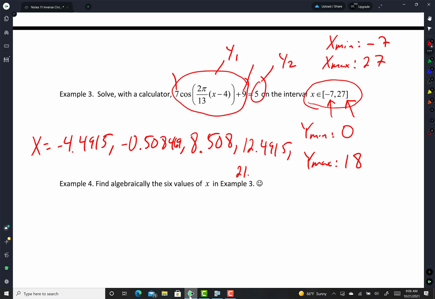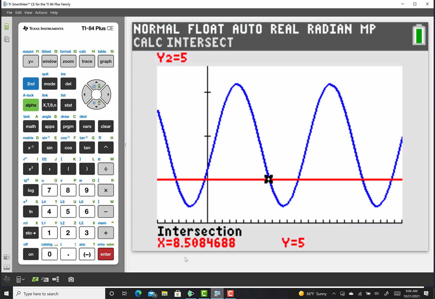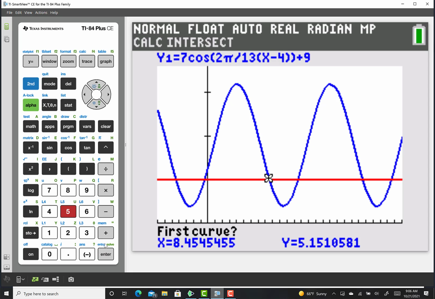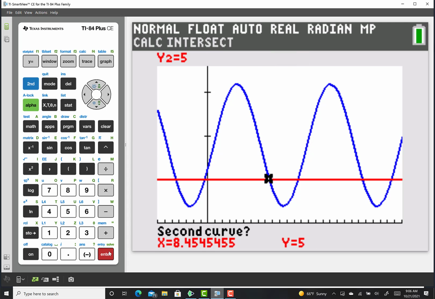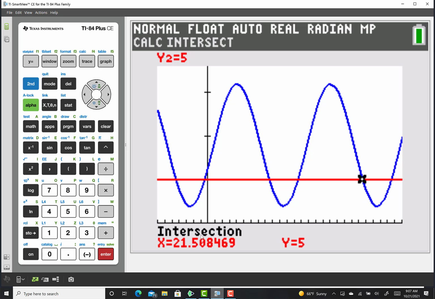What'd you get, Lopez? Yeah, that's the one. All right, guys, let me do this one more time. Ready? Second, calculate number 5. And then it's going to say first curve, yes. Second curve, yes. You only have 2 curves in there. And then go to the one you want and push enter, and it'll do it. You've got to see the word intersection. 21.508469. There. So there's one more, the one on the far right.